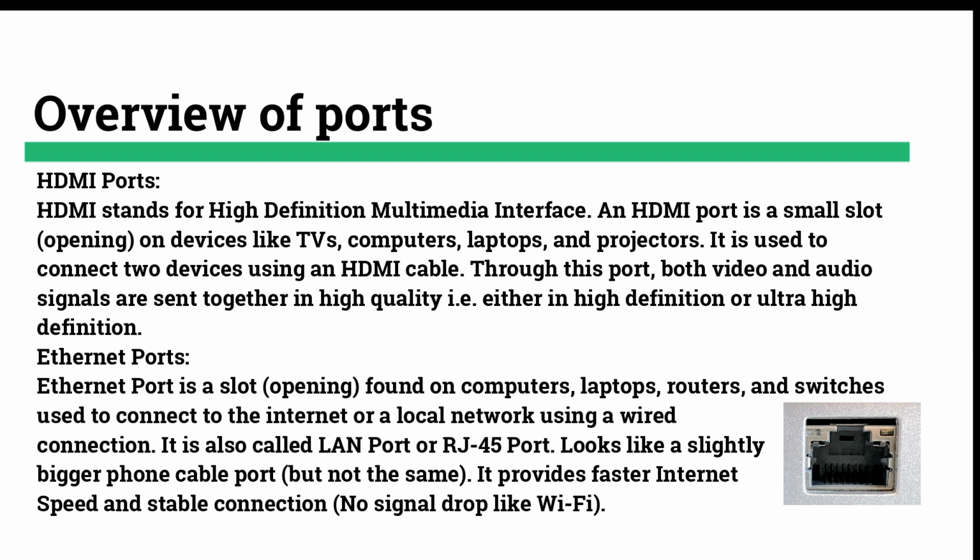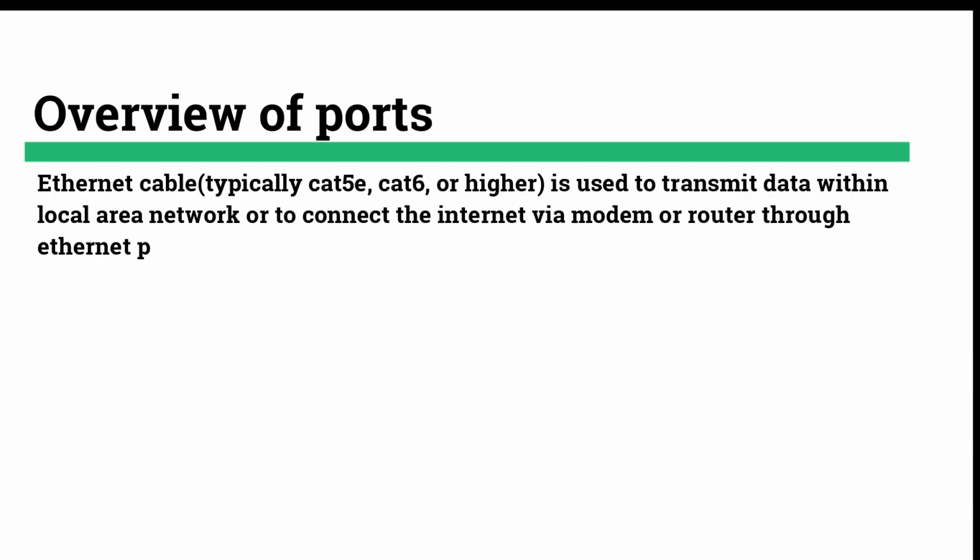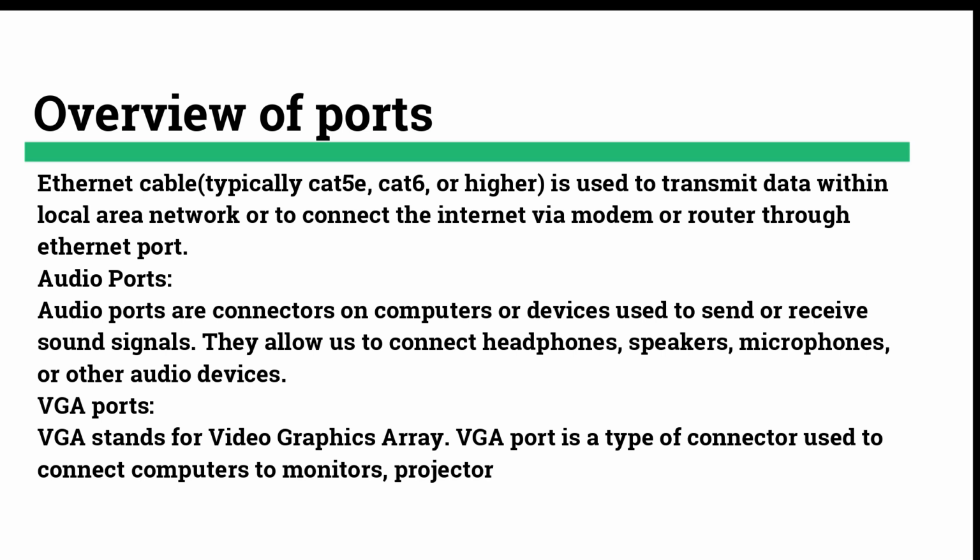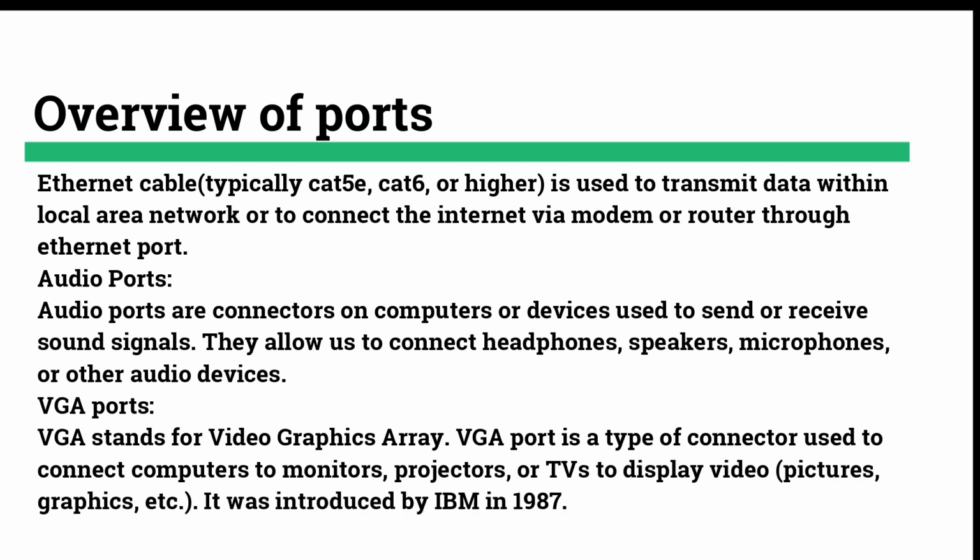Ethernet ports. An Ethernet port is a slot, opening, found on computers, laptops, routers, and switches used to connect to the internet or a local network using a wired connection. It is also called LAN port or RJ45 port. It looks like a slightly bigger phone cable port, but not the same. It provides faster internet speed and a stable connection, with no signal drop like Wi-Fi. An Ethernet cable, typically Cat5e, Cat6 or higher, is used to transmit data within a local area network or to connect to the internet via modem or router through the Ethernet port.